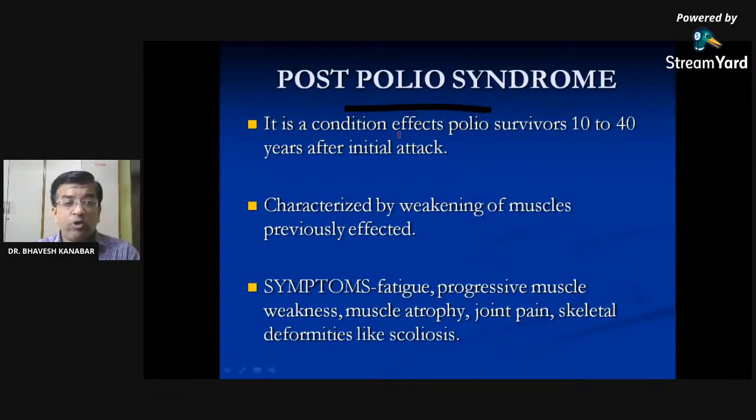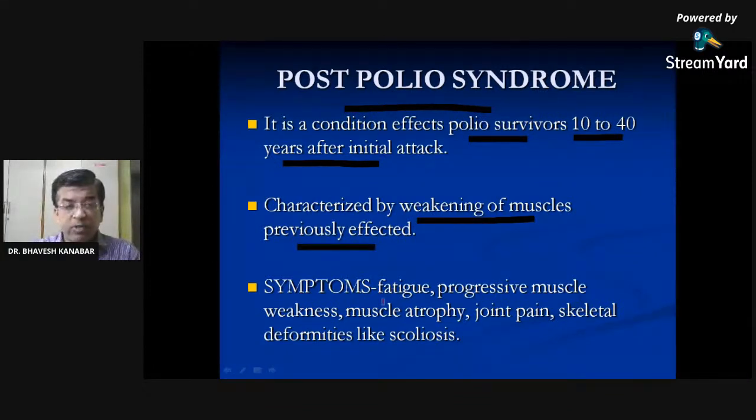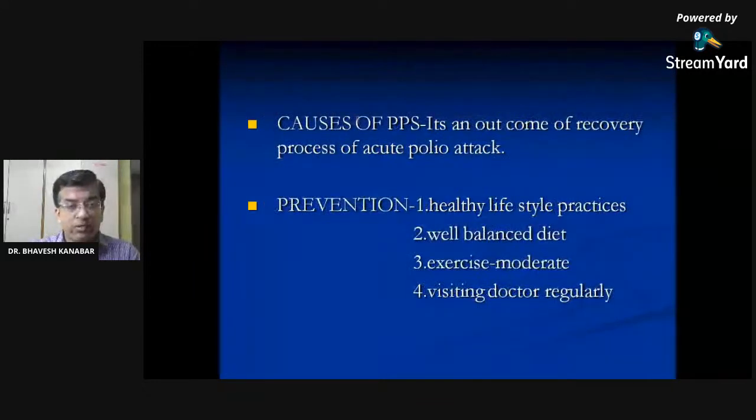Post polio syndrome is a condition which affects polio survivors 10 to 40 years after the initial effect. It is characterized by weakening of the muscles previously affected. Symptoms of post polio syndrome are fatigue, progressive muscle weakness, muscle atrophy, joint pain, and skeletal deformity like scoliosis. We are not going into post polio syndrome, right?